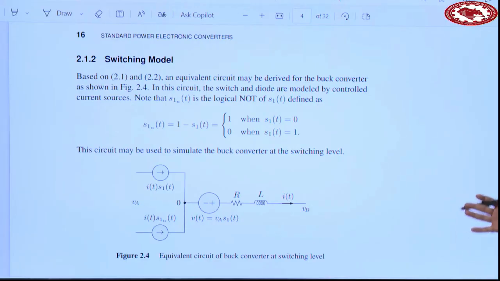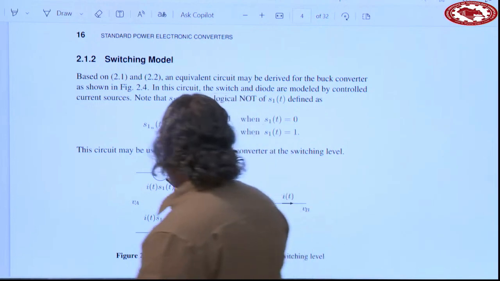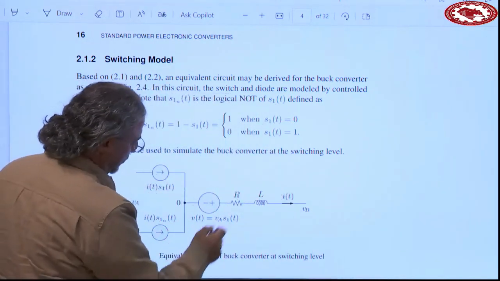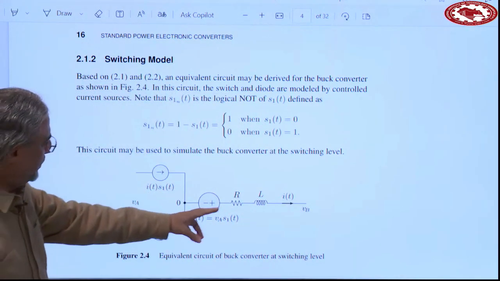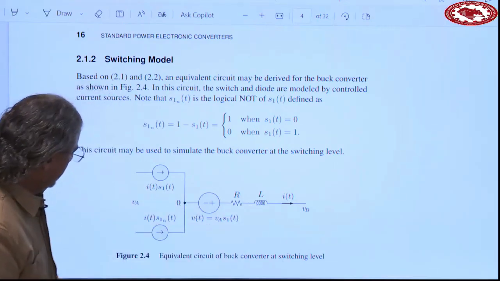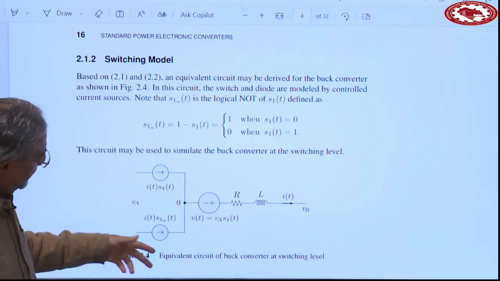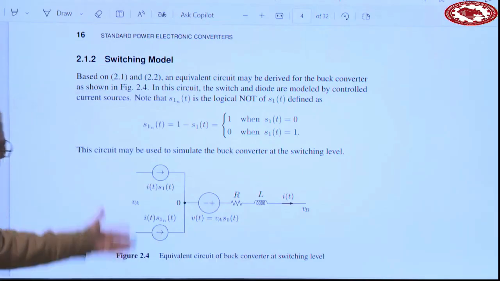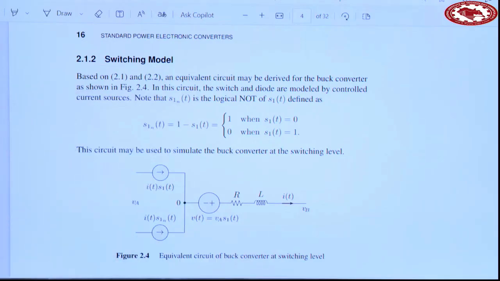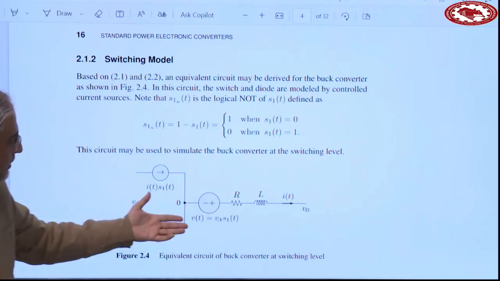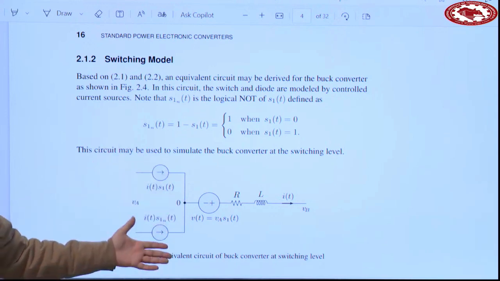So if you look at this, everything is mathematical. This is a current source. This is another current source. This is a voltage source. And these are two resistors and an inductor. And then you have a voltage here, another voltage here. So this perfectly models how this converter works. In other words, if you know VA, VB, and S1, and obviously R and L, you can simulate this in any software that you have.